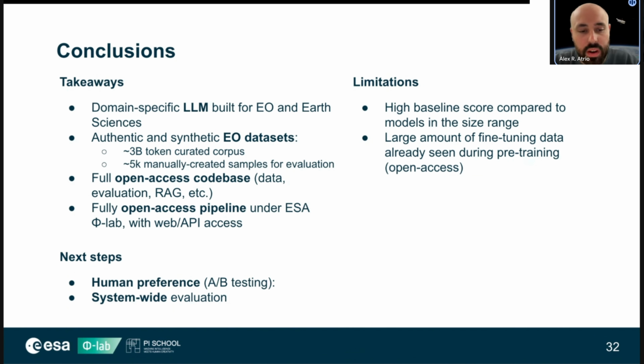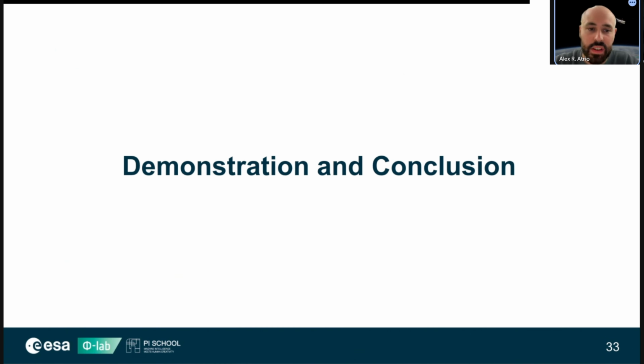So right now, as we are, for the most part, wrapping this development part of the project, we are going to add to this a human preference A/B testing, as well as system-wide evaluation. So that means in the previous benchmarks that Antonio showed, also evaluating how the requerying and the RAG improves the entire system as a whole. And those are the last points that we are working on right now.